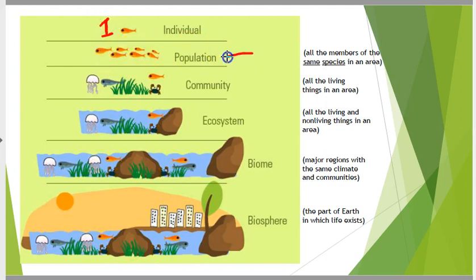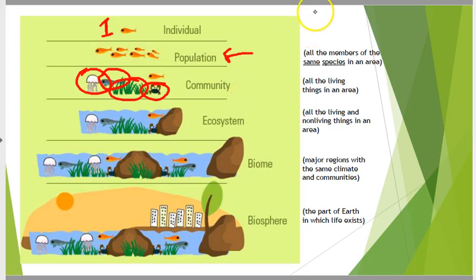Okay? When we add other things to it, other organisms, not just humans, we have a community. So when you look around outside, you got trees, you got grass, you got different types of bugs, you got birds, you got animals, all different types. All those things living in a certain area is called a community. Okay.